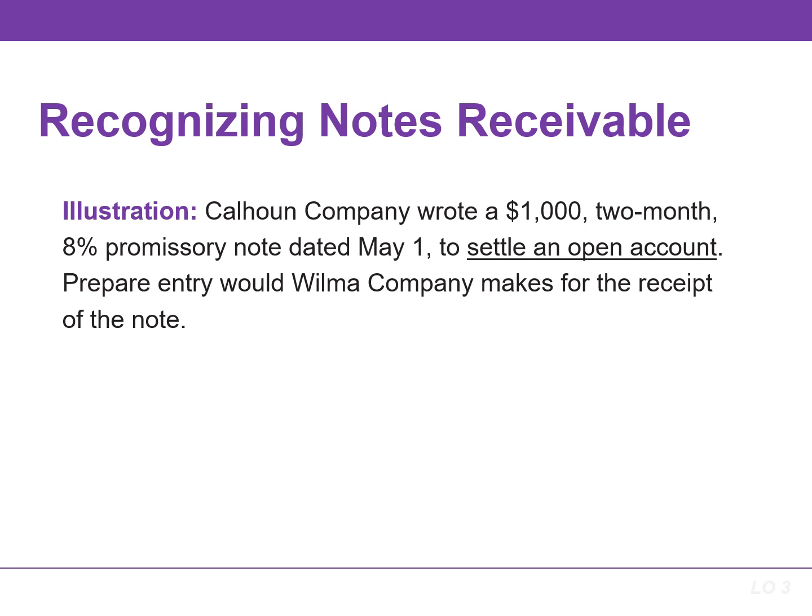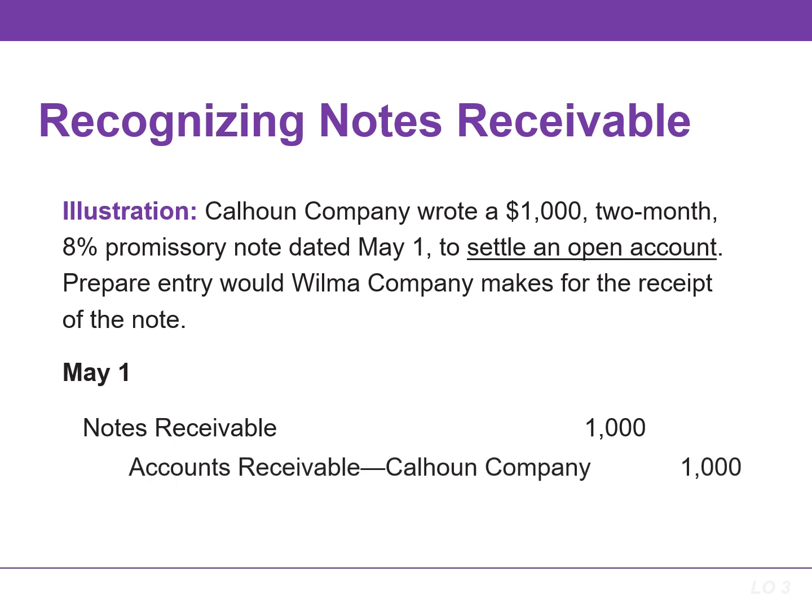To illustrate, let's assume Calhoun Company signed a $1,000 2-month 8% promissory note dated May 1st to settle their open account with Wilma Company. Wilma Company makes the following entry to record the note on May 1st: a debit to notes receivable for $1,000 and a credit to accounts receivable in the same amount. The company records the note receivable at its face value. No interest revenue is reported when the note is accepted because interest accrues as time passes.